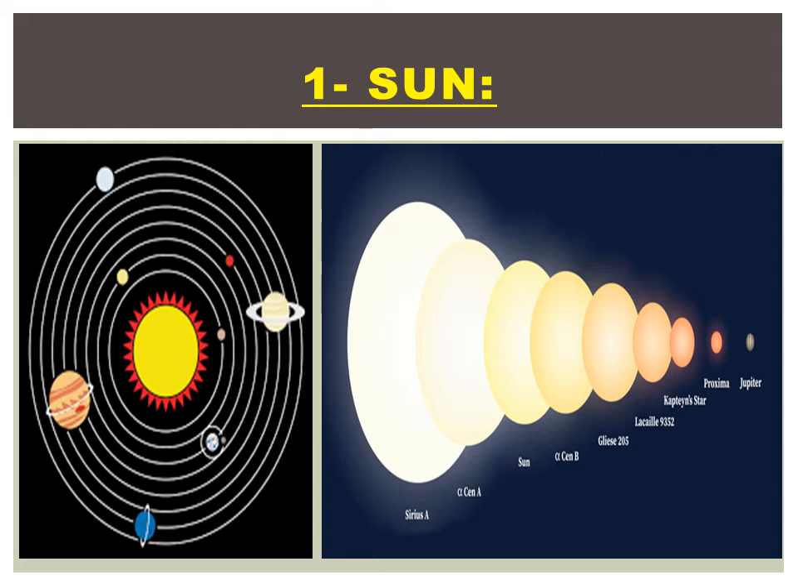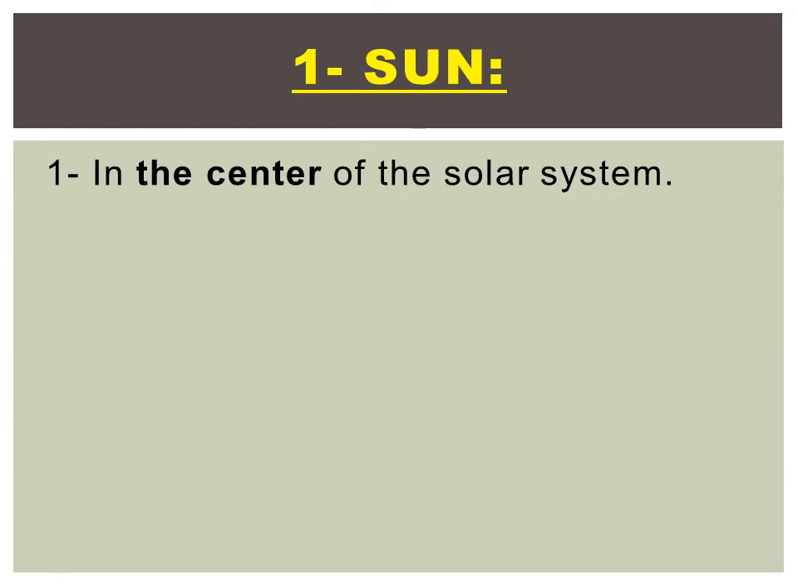Okay, and in the other picture we have the size of the sun. Where is the sun? What is the size of the sun? Small, big, or medium? Yes, it is a medium-sized star. Not big, not small, medium. Okay, let's see the properties of the sun. Where? In the center, in the middle of the solar system.